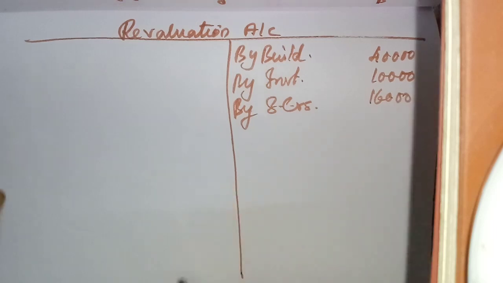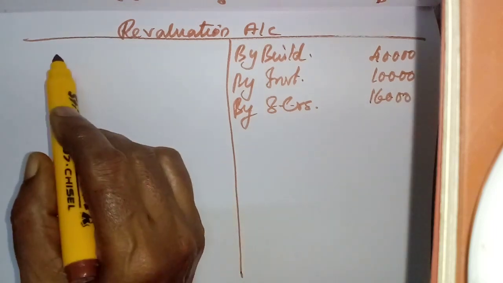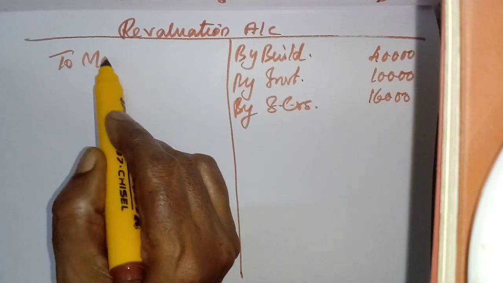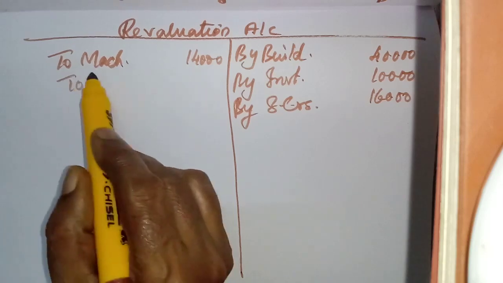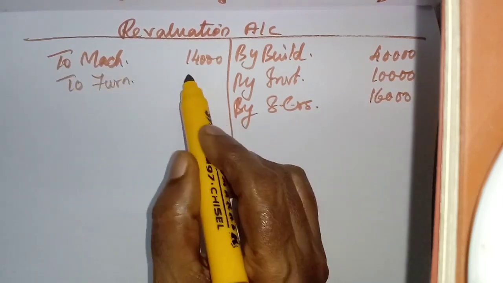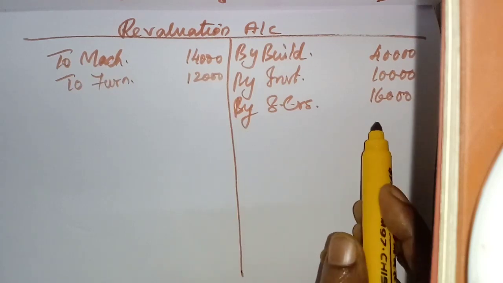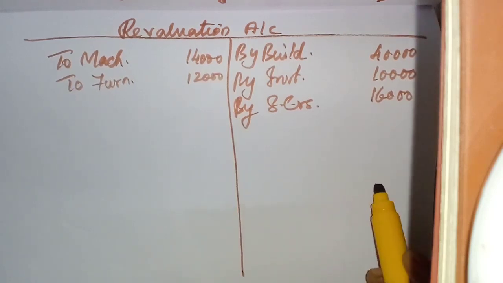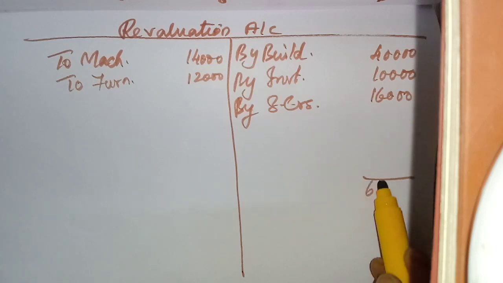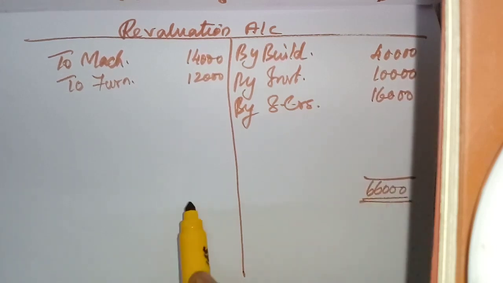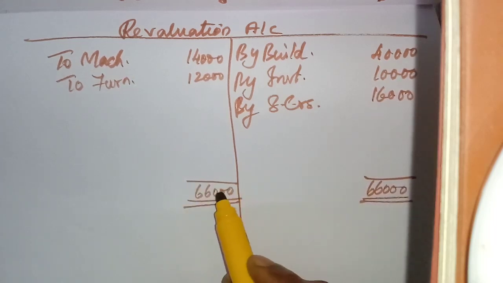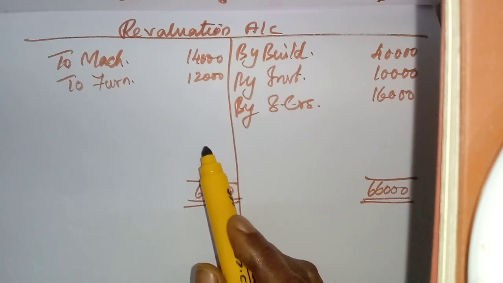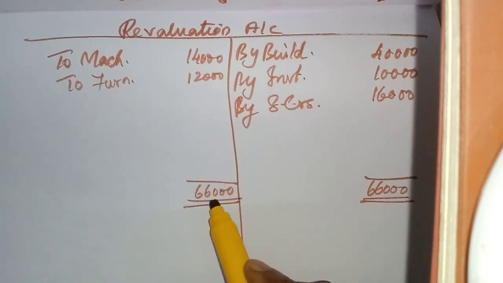Now next entry, revaluation account is debited. So debit side to machinery account 14,000, to furniture account 12,000. Now this side only we have more, isn't it? 66. So write that one. Here also the same amount. The remaining here 26, isn't it? 26 deduct from 66 we will get 40.